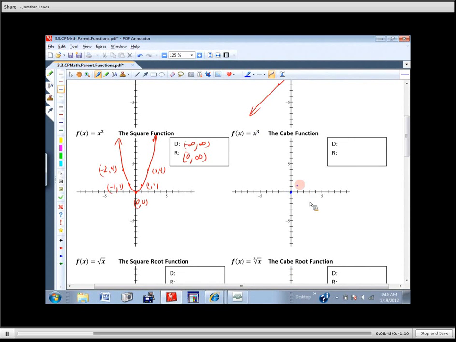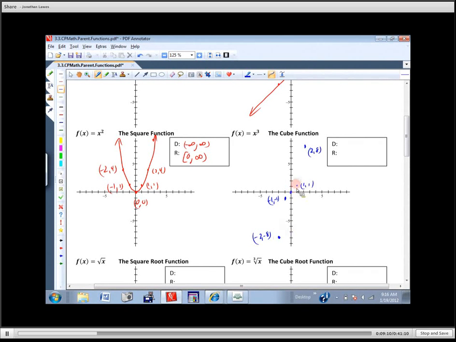When you plug in a 2, it cubes 2 and you get 8. So this point right here is (2, 8). This one is (1, 1). And then on the other side, when you plug in a negative 1, you get out a negative 1 because there were those 3 negatives, remember. And when you plug in a negative 2, you get out a negative 8, again because there were those 3 negatives. So the graph looks something like this.